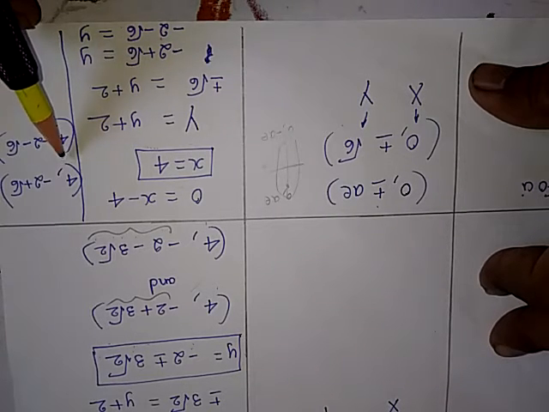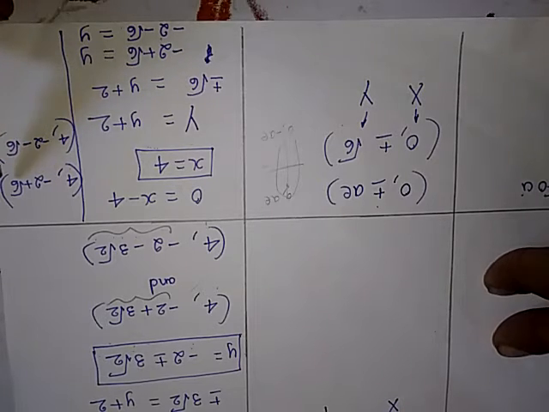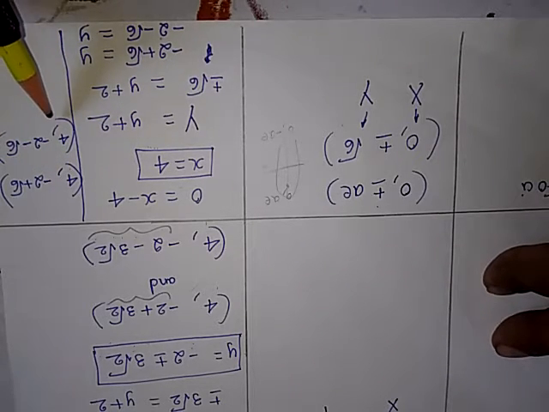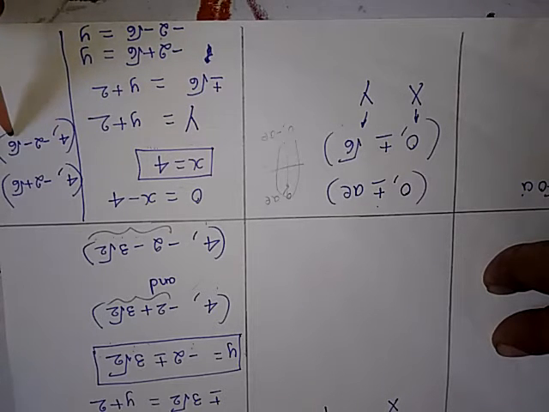So the final answer is x value is 4, y value is minus 2 plus root 6. This is one focal point. Another focal point, x value is 4 comma minus 2 minus root 6. This is another focal point.